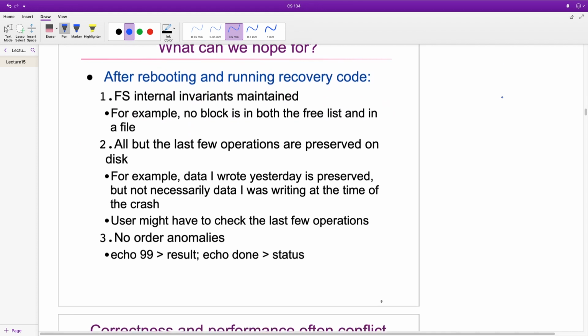So we reboot and we run our recovery code, we run our fsck. And we're going to make sure our invariants are maintained, so there's nothing that's both in use and free. That's easy enough to verify, although we've got to scan probably, we don't have to scan the entire disk. What part of the disk do we not have to scan? Or rather, let's look at what part of the disk we do have to scan.